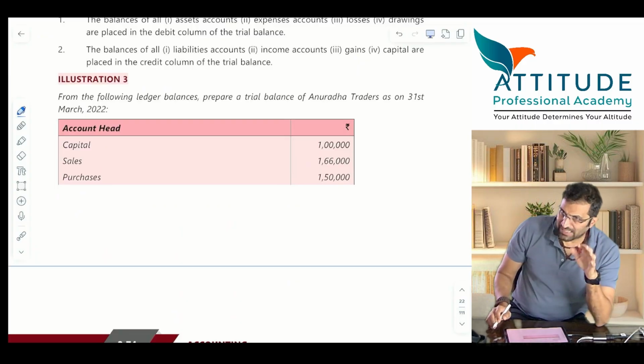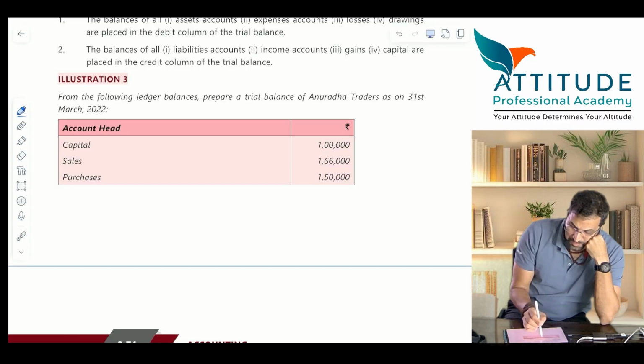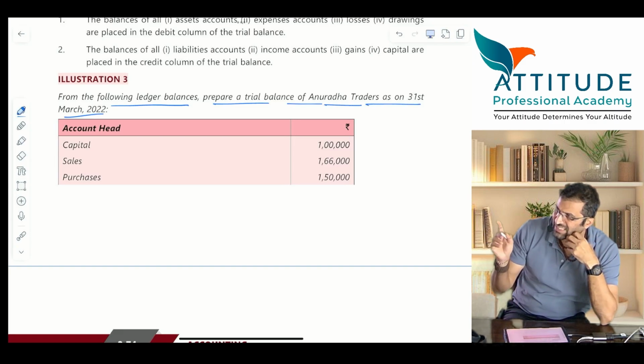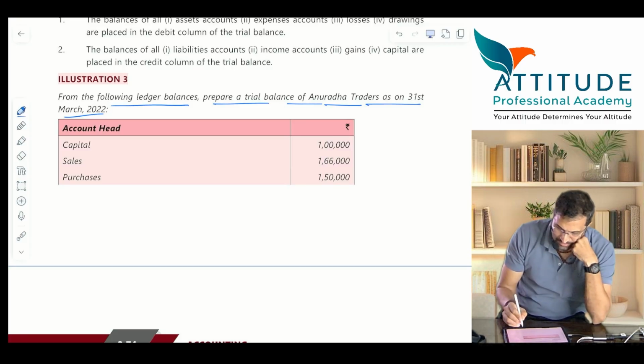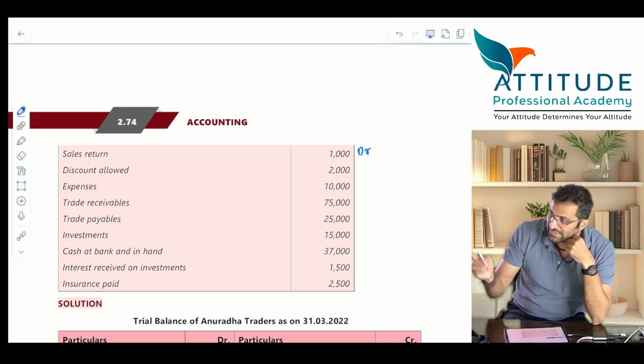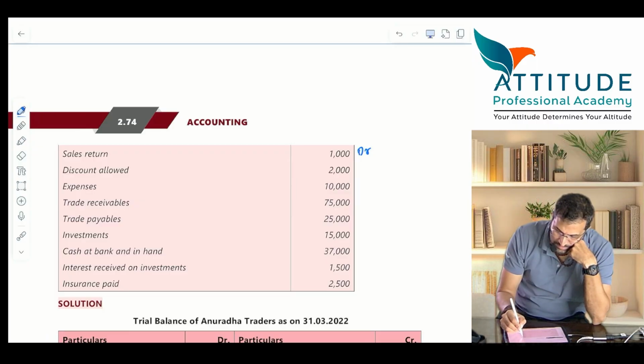Now in the basic class I have done this, but anyway I am going to take this once again. Please answer this. From the following ledger balances, prepare trial balance of Anuradha Traders on 31st March. Now you have to tell me whether it is debit balance or credit balance. Okay. Capital. Capital is credit. Sales. Credit. Purchases. Debit. It's an expense. Sales return. If sales is credit, sales return has to be what? Debit. Opposite. Discount allowed. It's an expense.